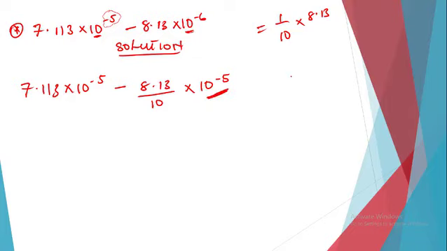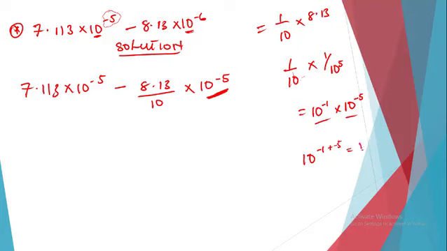Now looking at this, we have 1 over 10 times 1 over 10 raised to power 5, and this is equal to 10 raised to power minus 1 times 10 raised to power minus 5. Now law of indices, we add the powers if the bases are the same. So we have 10 raised to power minus 1 plus minus 5, and that will give us 10 raised to power minus 6. Okay, so you now agree with me that this is the right thing to do here in order for them to be of the same multiplier.